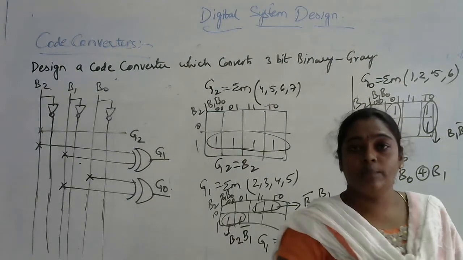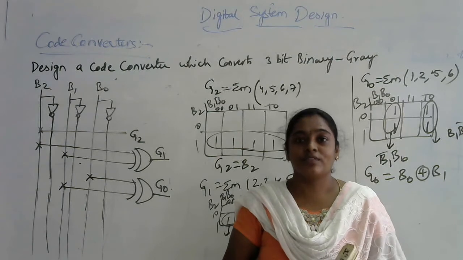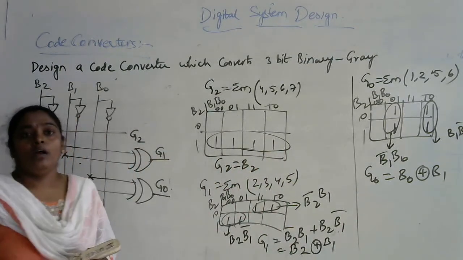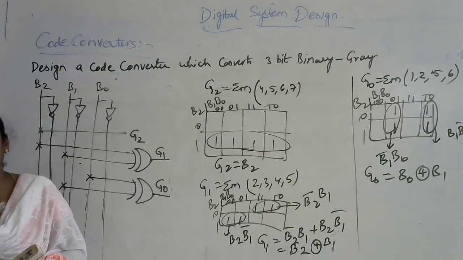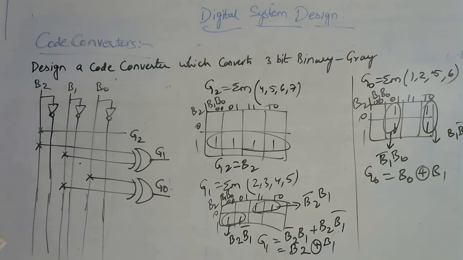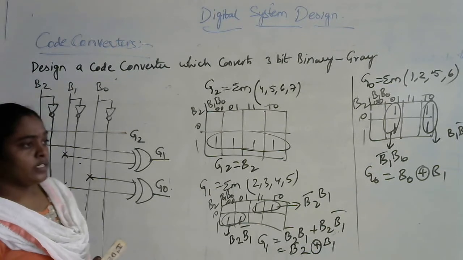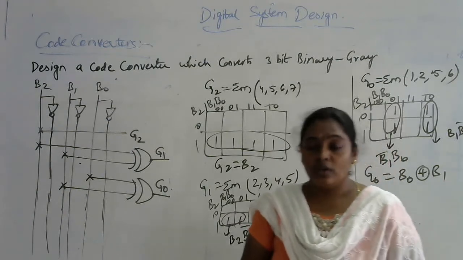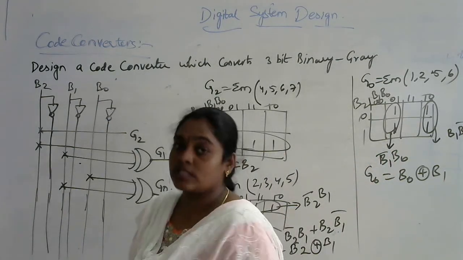I will summarize the steps of code converters. The first step is from the problem statement, identify what is the type of the code at the input side and what is the type of the code at the output side. Once we have identified the type of the code, then we need to find out how many inputs are required and how many outputs are required. And once we have got the number of inputs and outputs, we need to name those inputs and outputs with some variables.